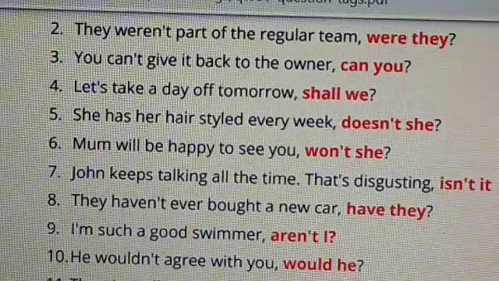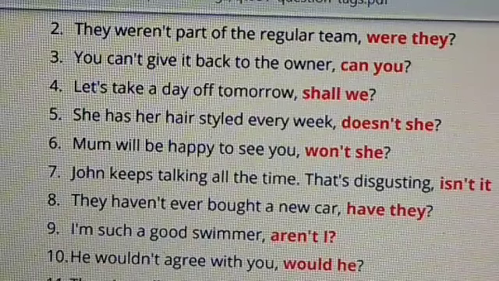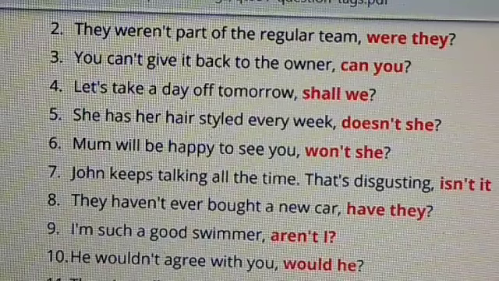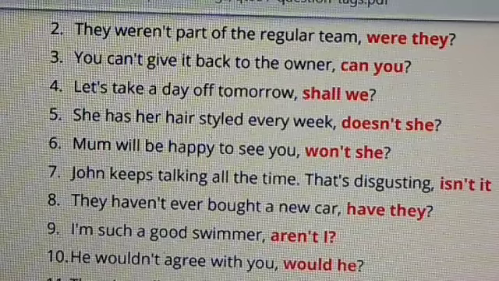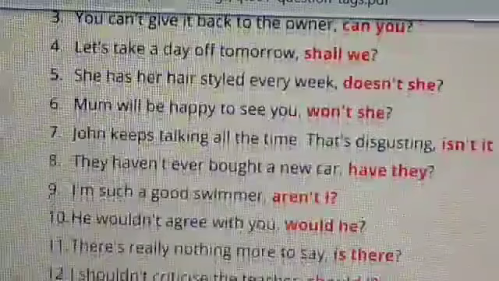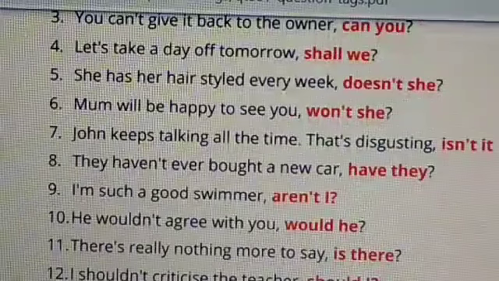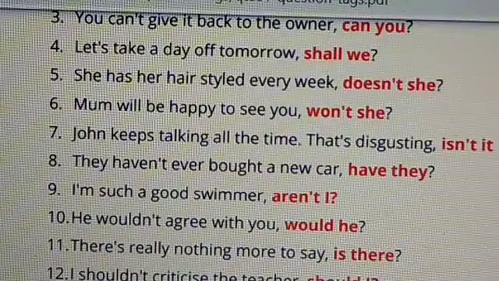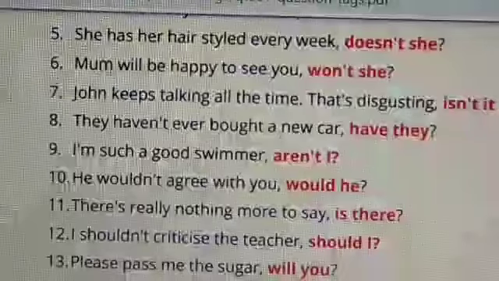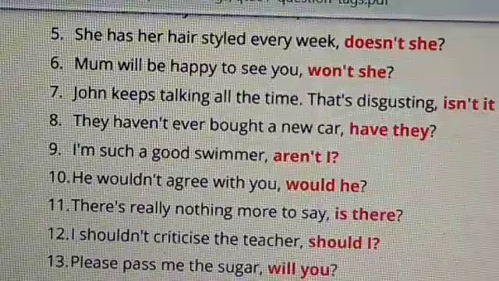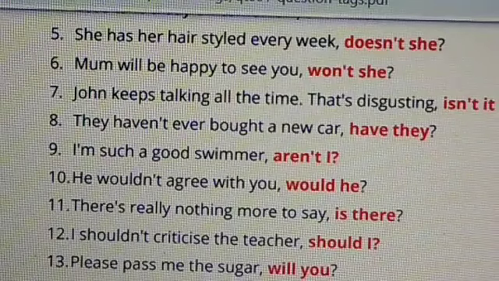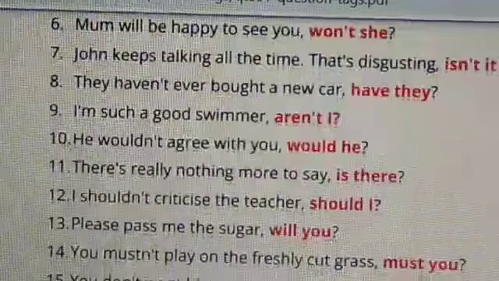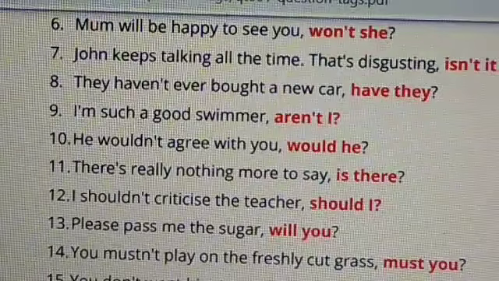Fifth one, she has her hair styled every week, doesn't she? Sixth one, mom will be happy to see you, won't she? Seventh one, John keeps talking all the time, that's disgusting, isn't it? Eighth one, they haven't ever bought a new car, have they? Ninth one, I'm such a good swimmer, aren't I? 10th one, he wouldn't agree with you, would he?